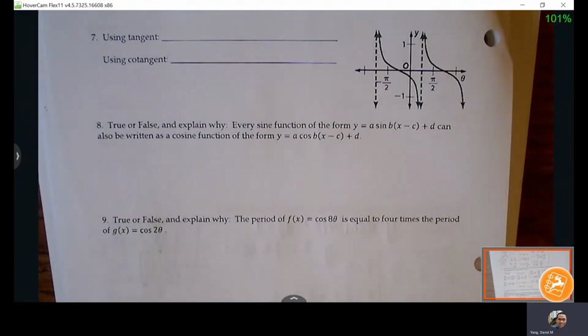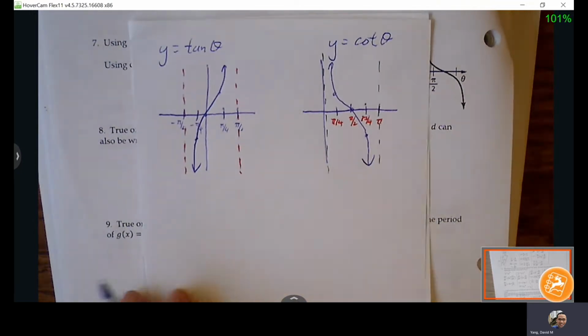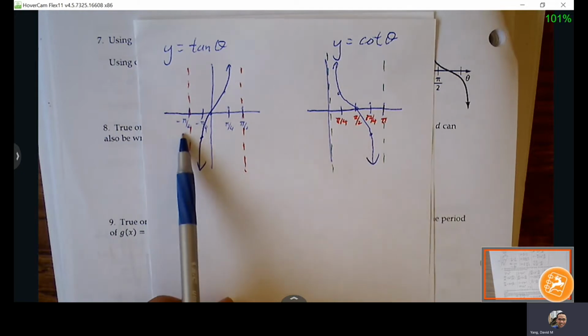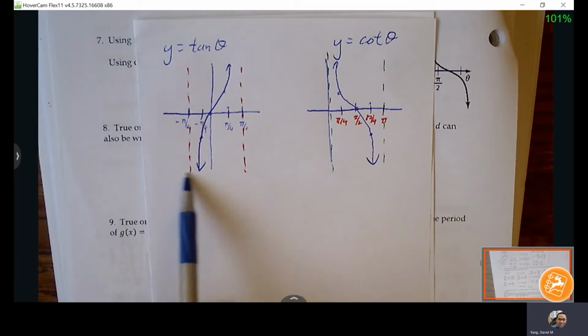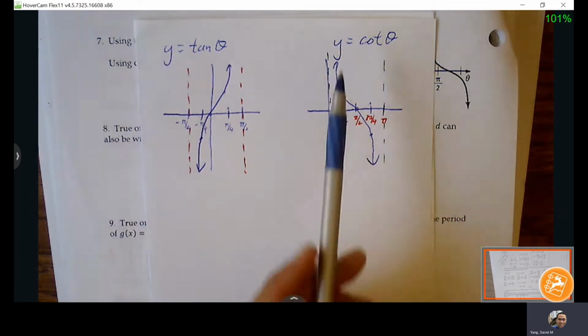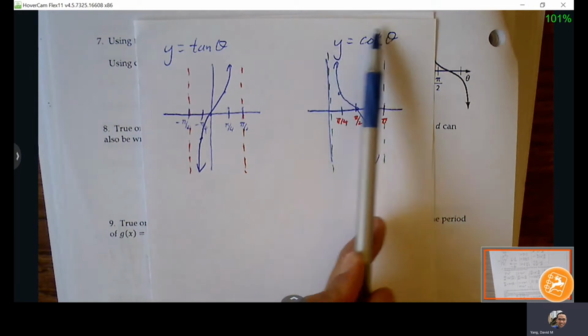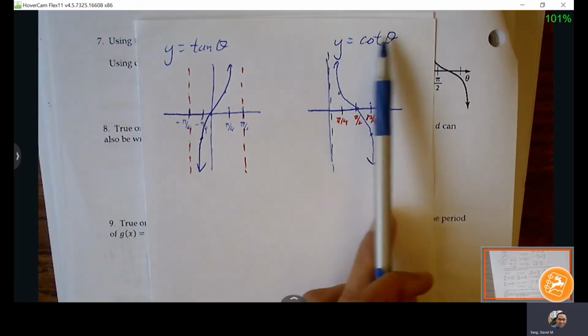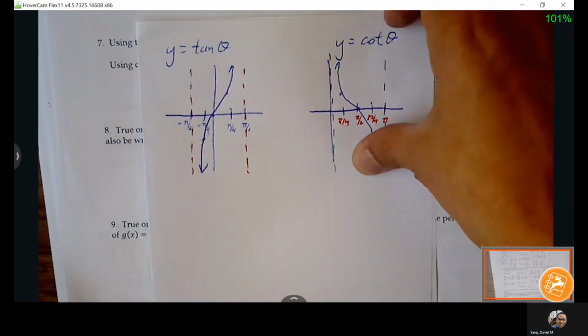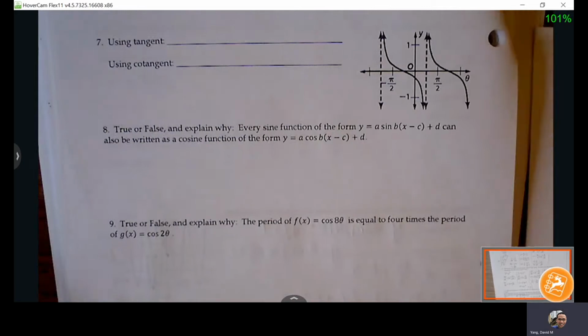Okay, so number 7. Let me review tangent and cotangent here. Tangent has a positive slope, and on the left side it goes from -π/4 to π/4. The period is just 1 pi. Same thing with cotangent. Period is just 1 pi, but it has a negative slope. It starts at 0 and goes to pi. It's a little bit more straightforward because it's not split on either side of the y-axis. Okay, so let's look at number 7 here.